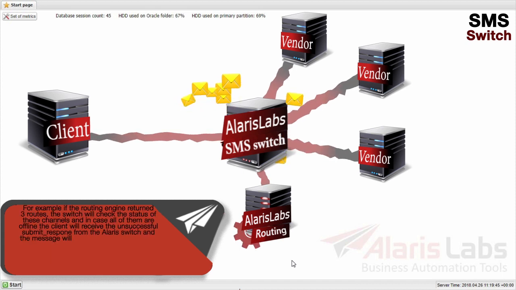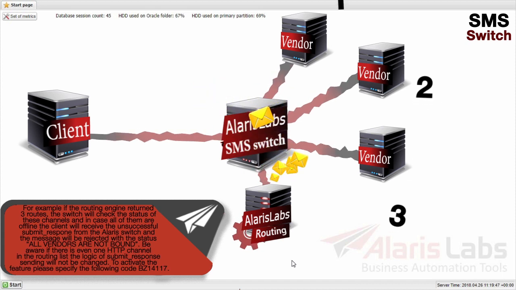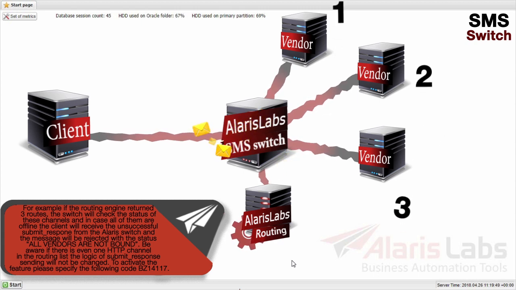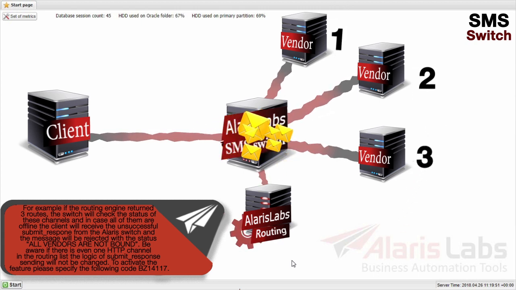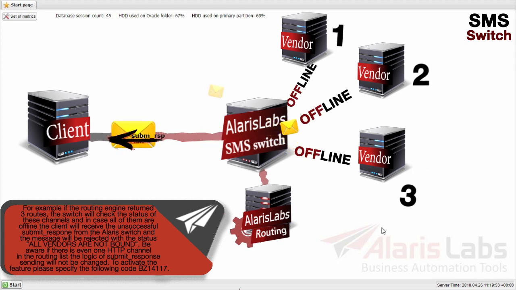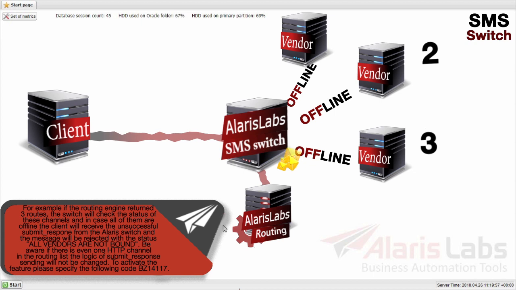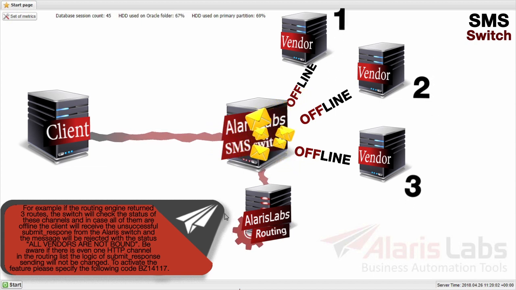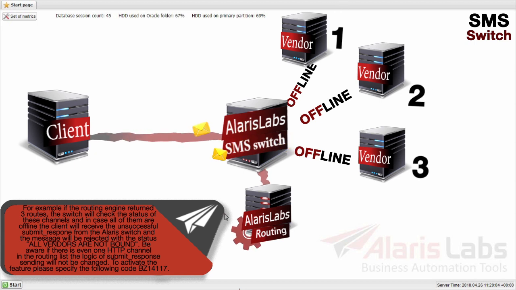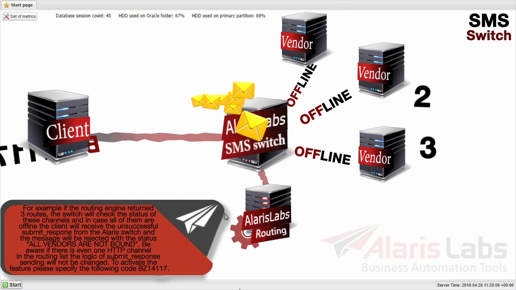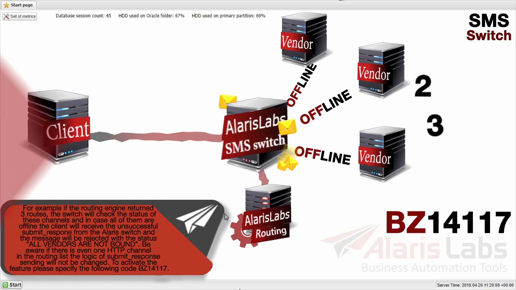For example, if the routing engine returns 3 routes, the switch will check the status of these 3 channels, and in case all of them are offline, the client will receive the unsuccessful submit response from the alert switch and the message will be rejected with the status all vendors are not bound. Be aware, if there is even one HTTP channel in the routing list, the logic of submit response sending will not be changed. To activate this feature, please specify the following code.